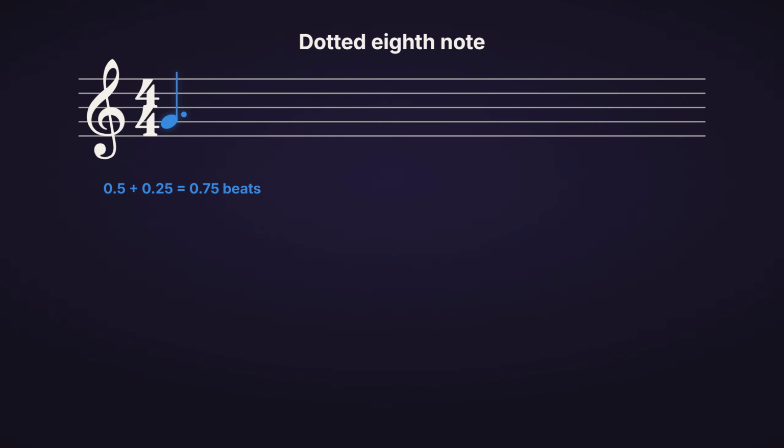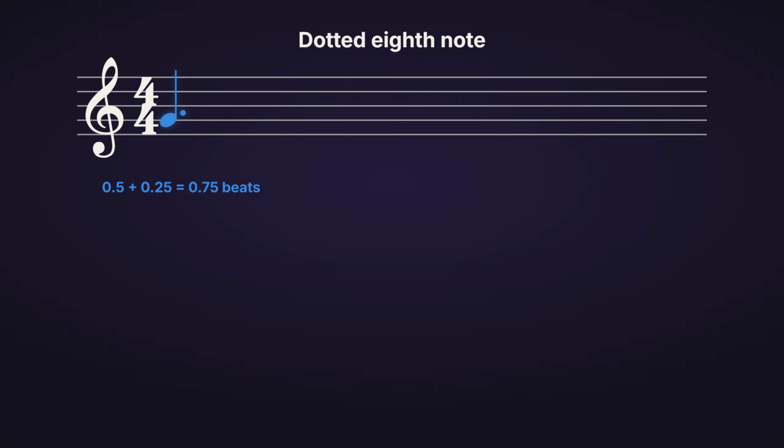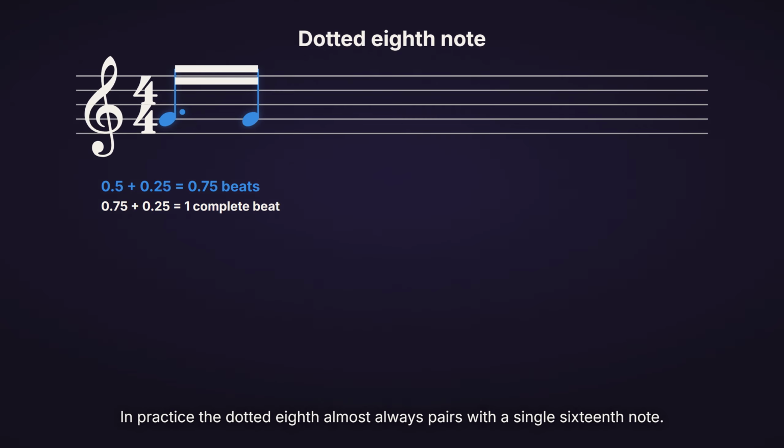In practice you will nearly always see a dotted eighth followed immediately by a single 16th note. Together those 2 fill exactly 1 beat, because 3/4 plus 1/4 is 4/4, which is the full beat. Hear that pairing now, dotted eighth, 16th, 1 complete beat.